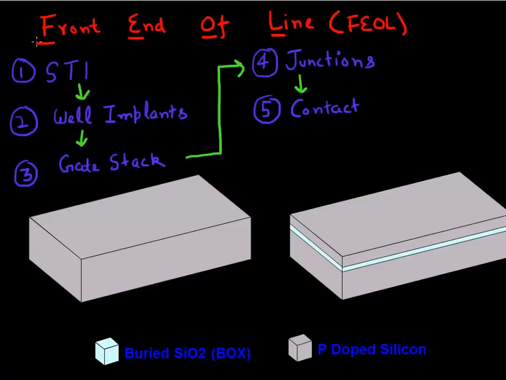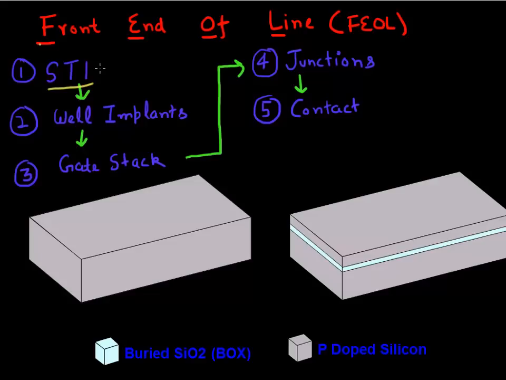Let's get started with the front end of the line process flow. The front end of the line process flow involves many process steps. For the sake of being brief, I want to describe 5 of them to you. The first one is called STI, or shallow trench isolation.